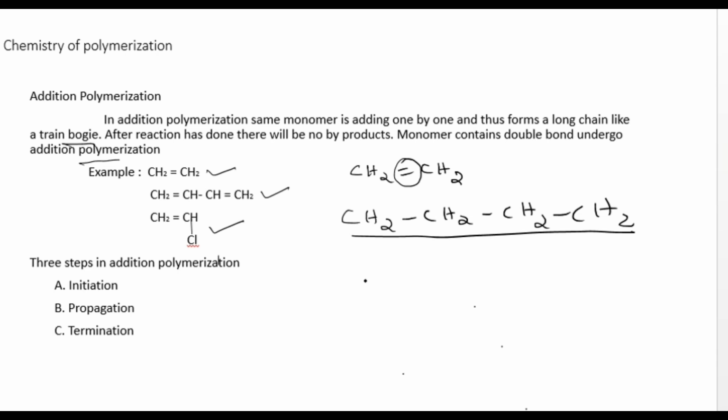We can understand in detail. Consider monomers containing reactive sites like methanol, CH2OH plus acetic acid.